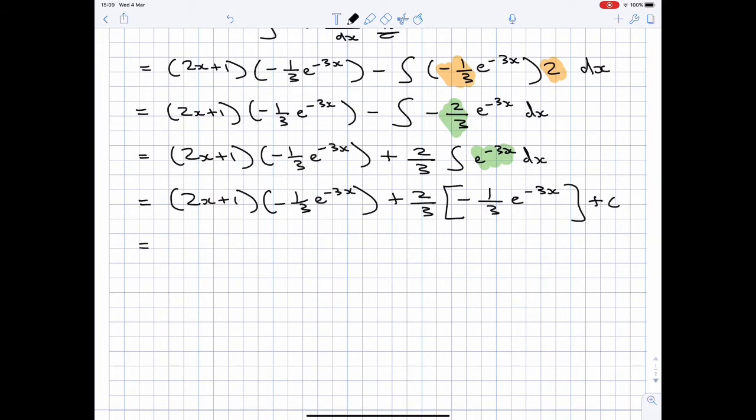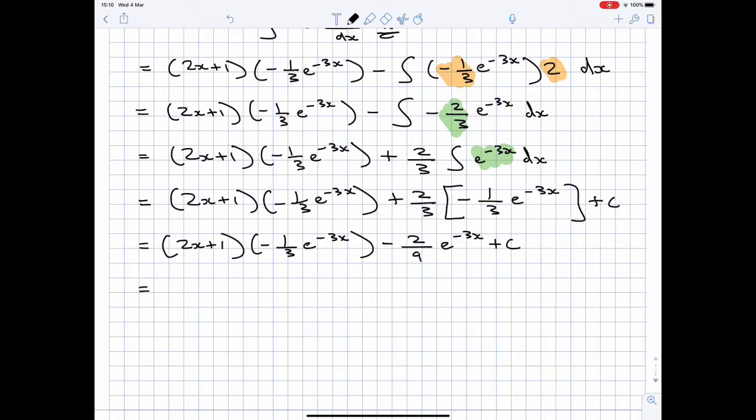And now I can just continue to simplify until I'm happy with what I've done. So we've got 2x plus 1 minus 1/3 e to the minus 3x. And then doing this part first, we will have 2/3 times minus 1/3. So we've got minus 2/9 e to the minus 3x plus c.